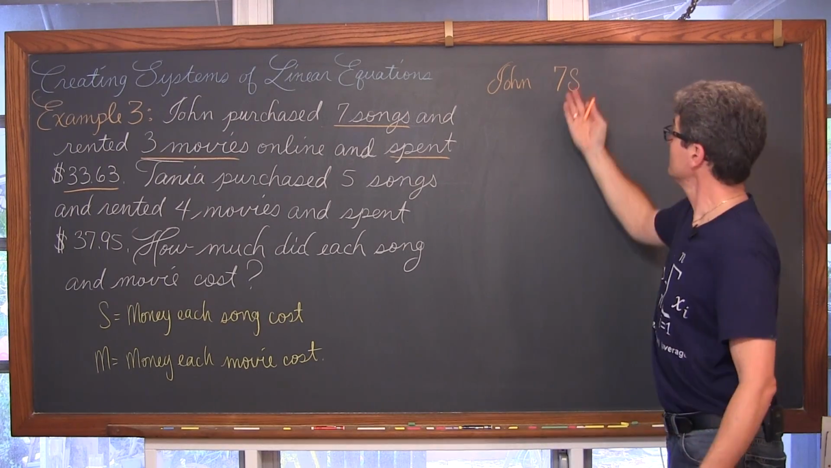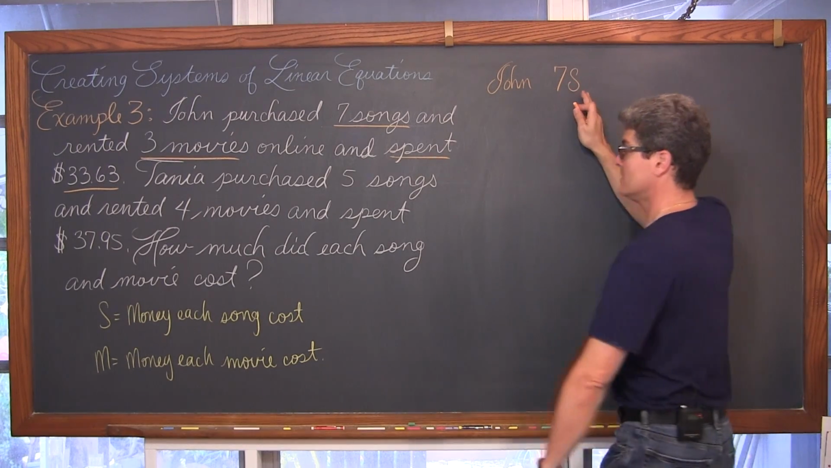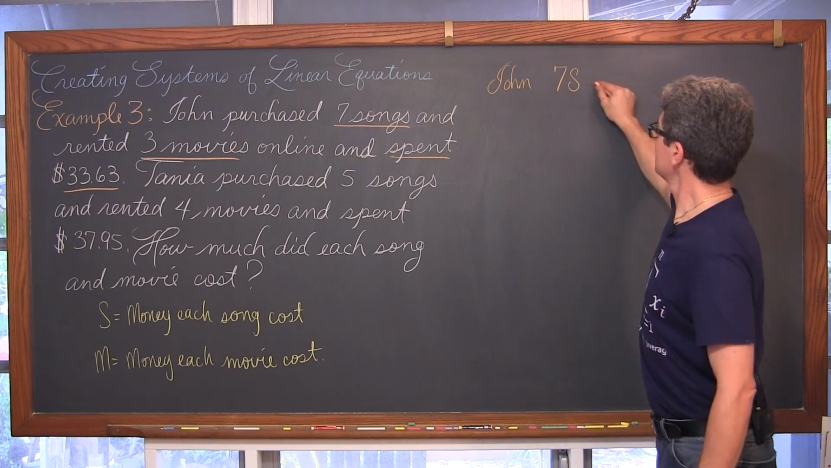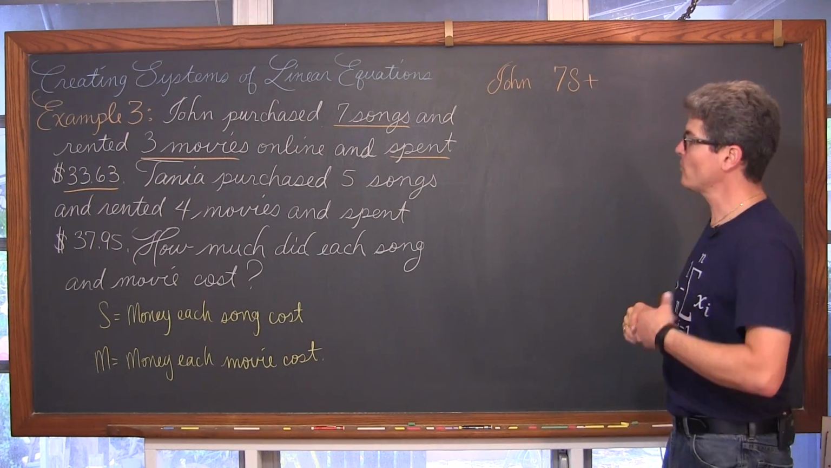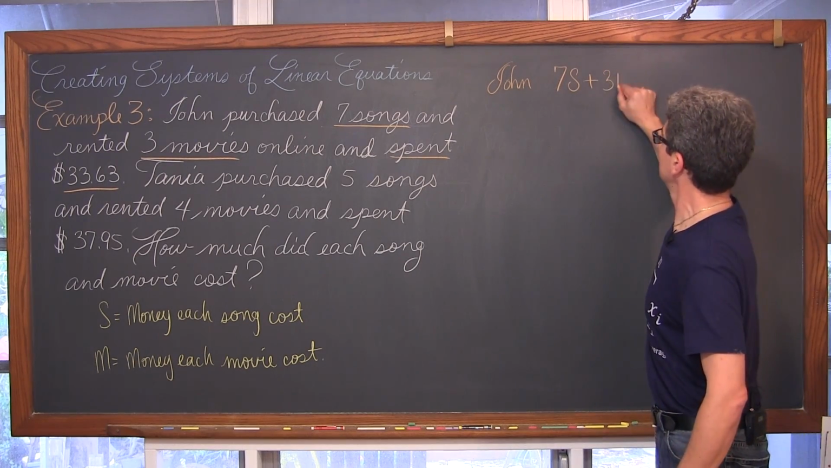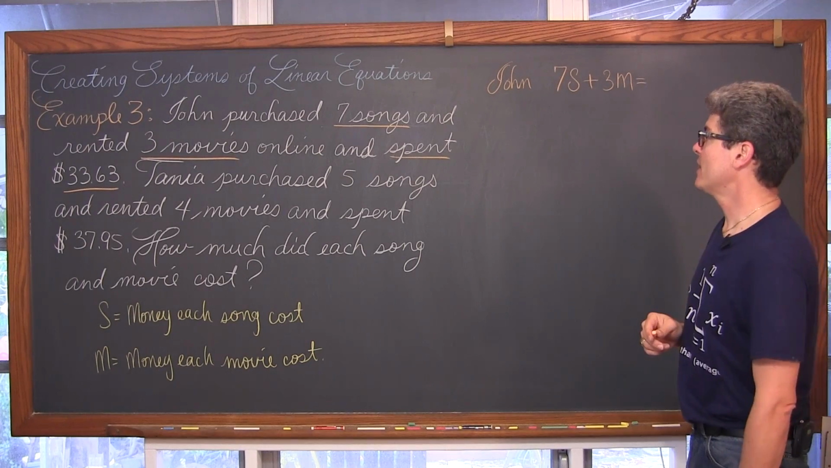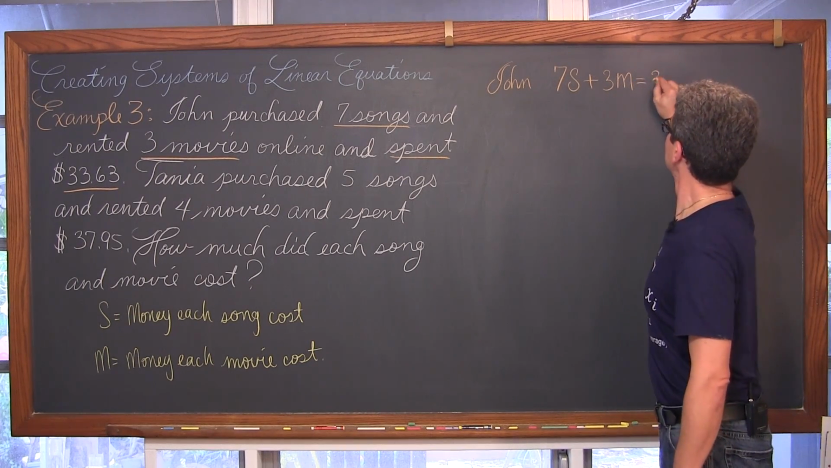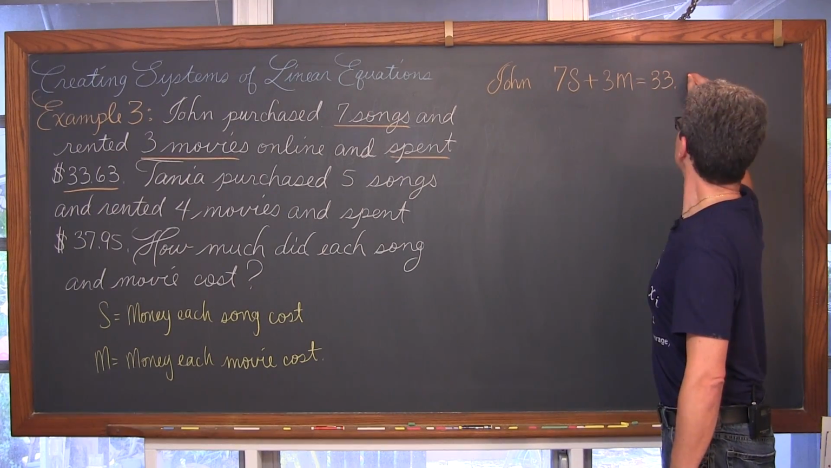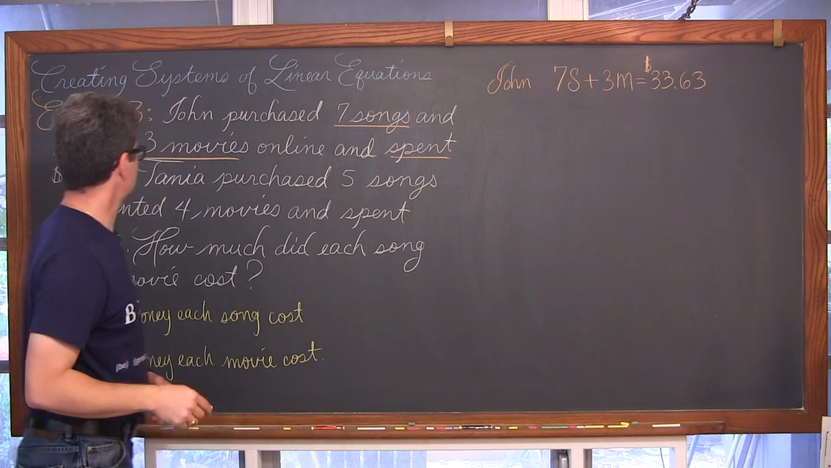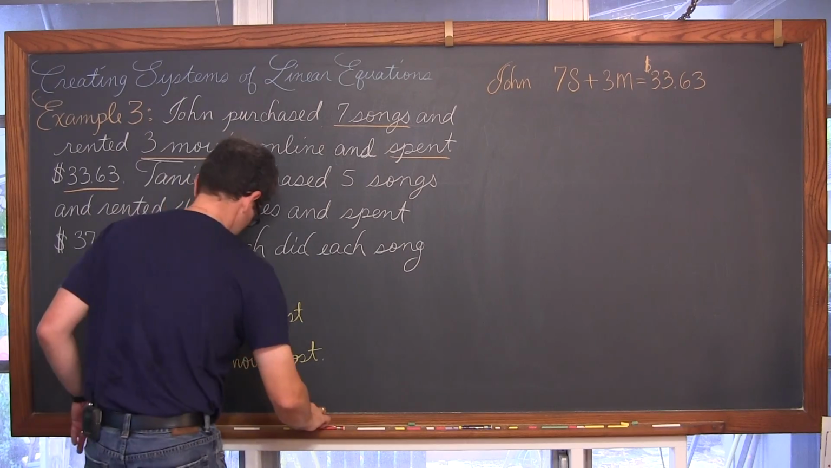And to that, because money is in the definition, what he spent on songs came along with what he spent on movies, and that's going to be 3 times the number of movies. And he spent a total of $33.63. Now, what about Tania?